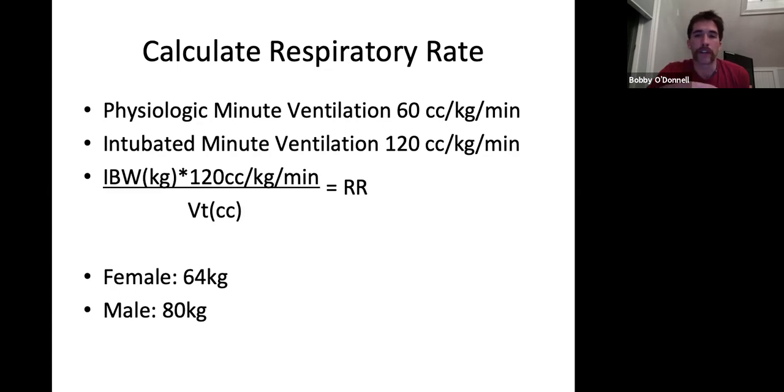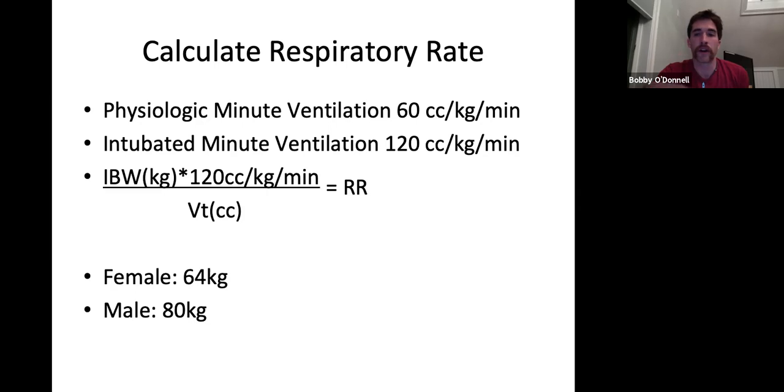But when we intubate them, we're putting a tube down their throat, we're adding a vent circuit, so we're increasing the amount of dead space, the amount of area where there's no diffusion, no uptake of oxygen. So we need to double what the requirement is. When we do that, their new minute volume becomes their weight times 120. So that's what they should be getting over a minute.